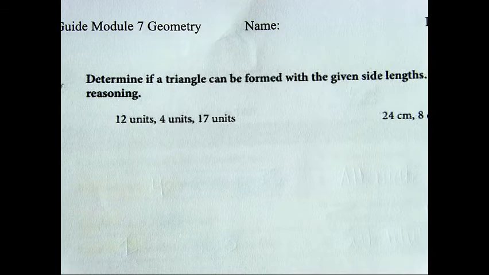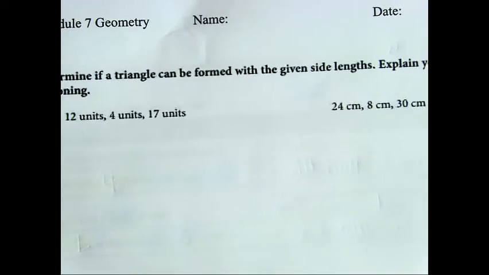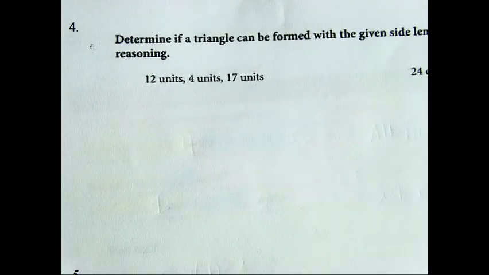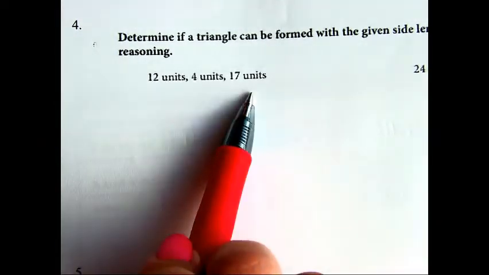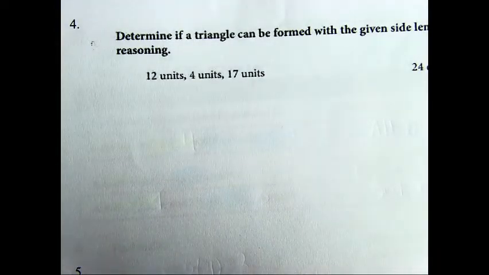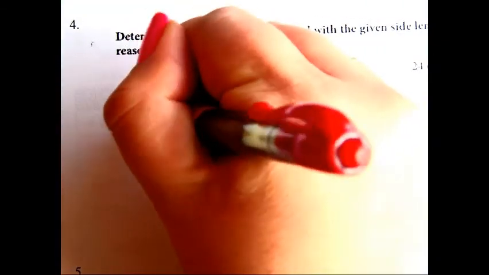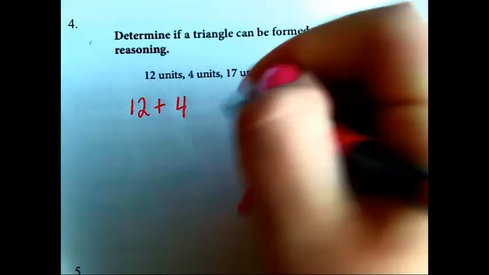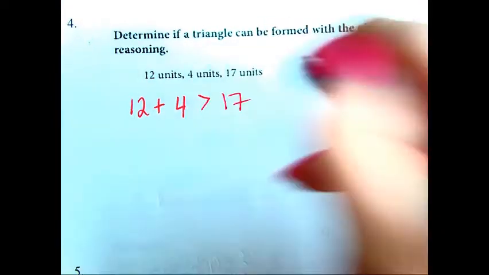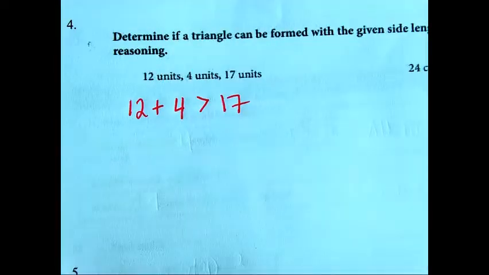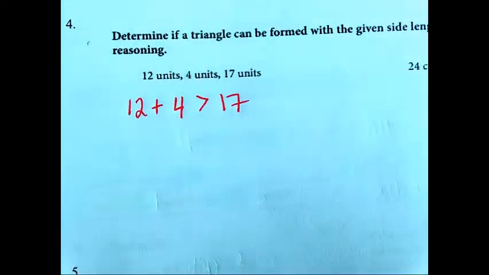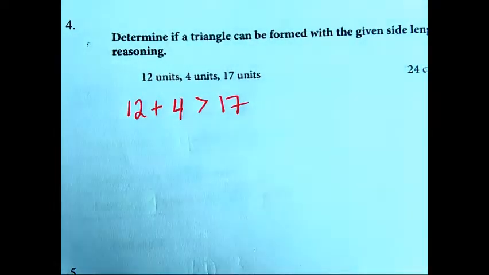Okay, for problem number 4, determine if a triangle can be formed with the given sides. Explain your reasoning. So on this first one, we have 12 units, 4 units, and 17 units. In order to check if we can form a triangle, we need to make sure that all the sides work out. So if we add the first two side measurements together, this needs to be larger than the third side in order to create a triangle. Otherwise, even if we cut out the units and try to put a triangle together, we wouldn't be able to.